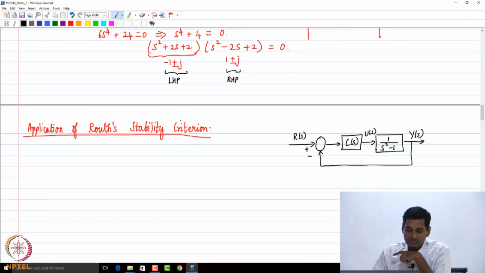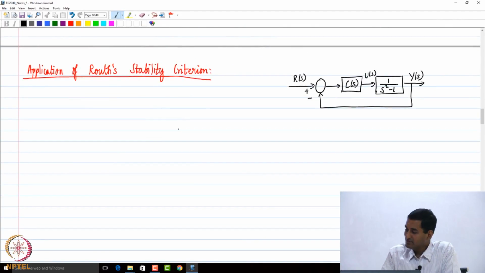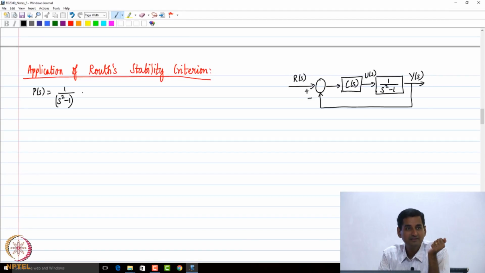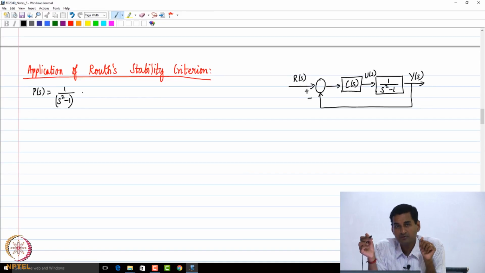So I think what I'm going to leave you with as homework is to look at this plant. The plant transfer function is 1 divided by s squared minus 1. Obviously, it is an unstable plant or system, because you have roots at +1 and -1. Try to stabilize it using P, PI, PD, PID, whichever controller works, and figure things out. Then use the Routh stability criterion to figure out what ranges of controller gains or parameters would give you closed loop stability.